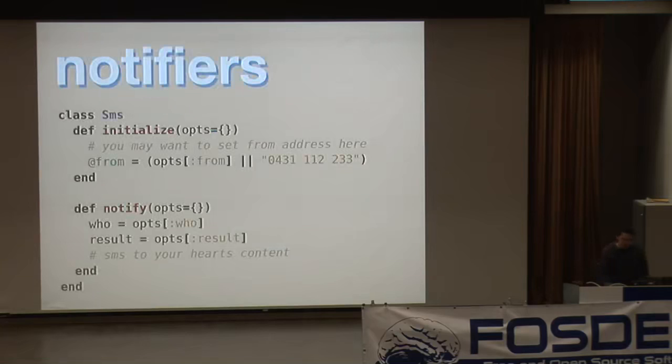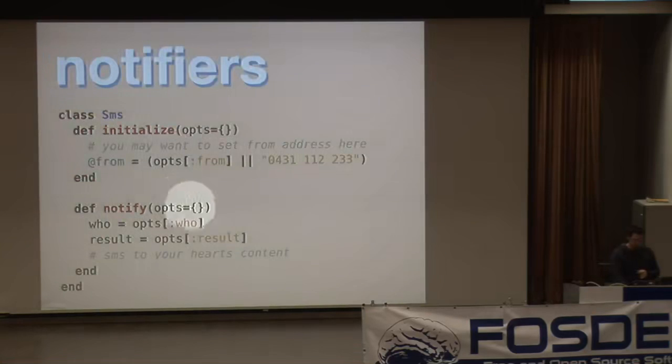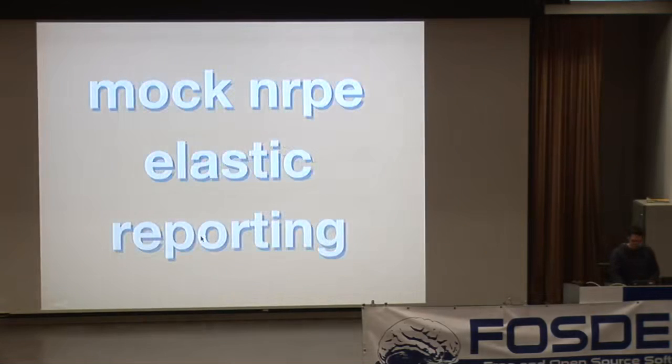The notifiers API is very, very simple. You just create a Ruby object, and in the constructor you get passed a list of options that you can do with as you please. And then you implement a notify method, and when the notify method is called, it will be passed a who, the person that we need to notify, and the result that we need to notify about.